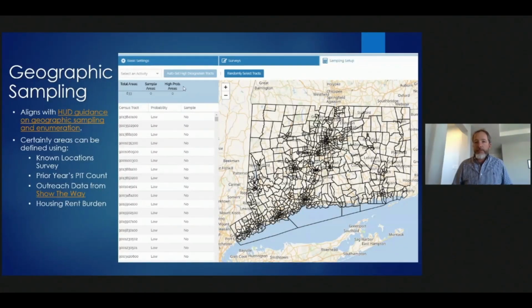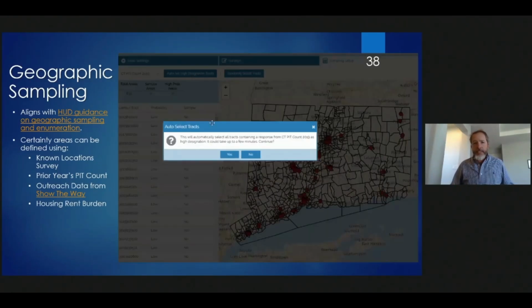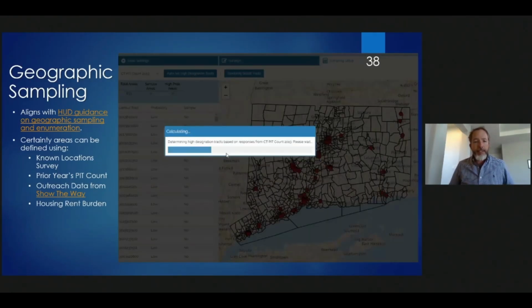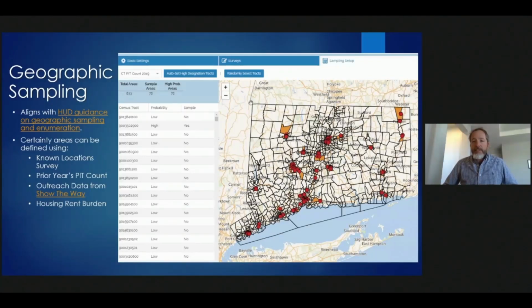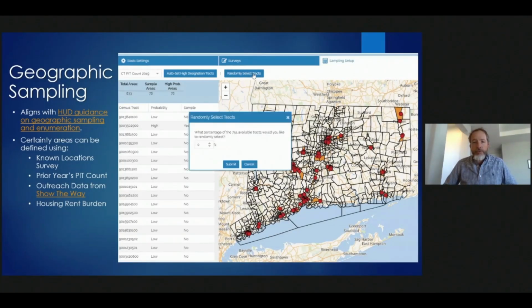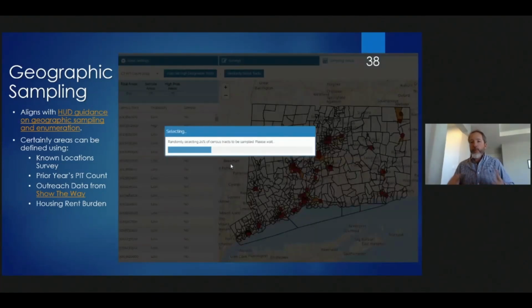And the other approach that we support is called geographic sampling and enumeration. Actually, I had the privilege of working with Jackie from National Alliance when she was in Connecticut on this. But what we're doing here is sending out volunteers to all of the areas that are designated high probability. So we figure that out up front. We work with outreach teams. We work with people from the community to say, where do we know people experiencing homelessness are going to be?